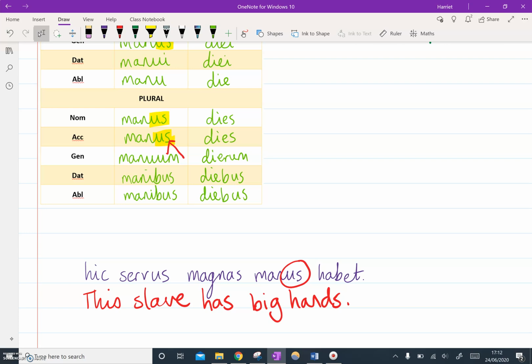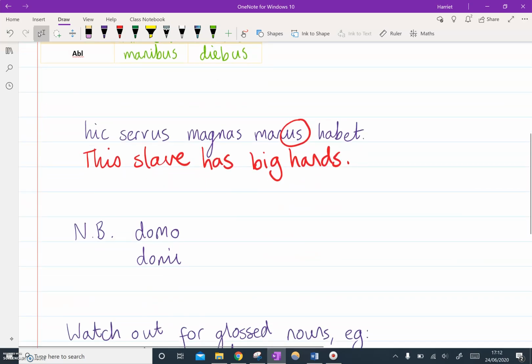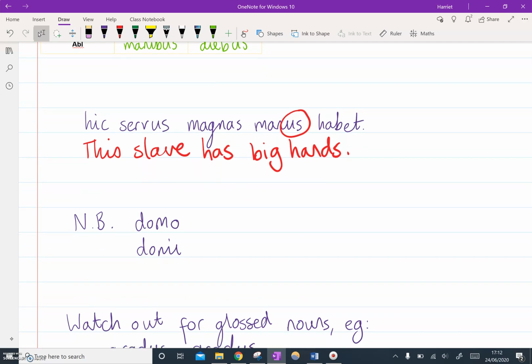So pause if you need to, but carrying on. A couple of little things that we just need to mention. So I've written nota bene and then the words domo and domi.